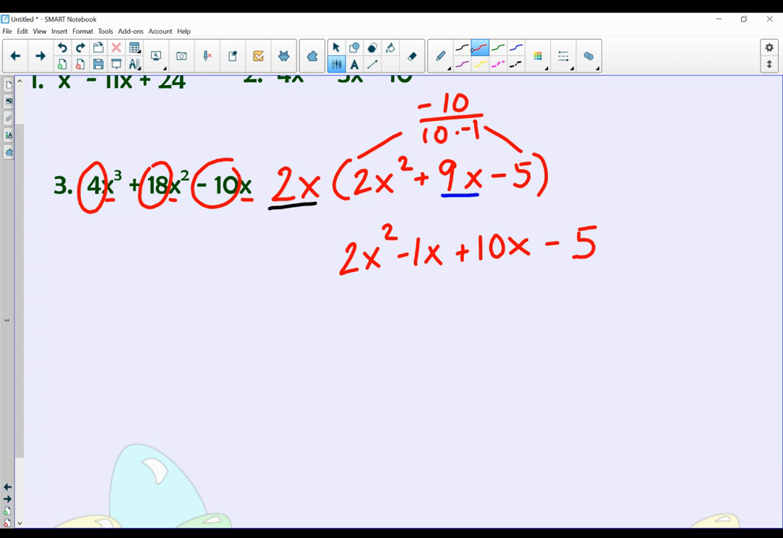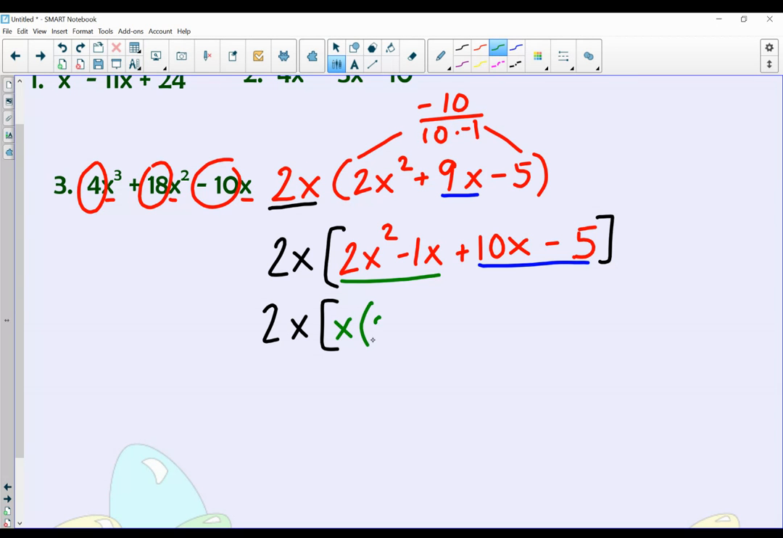Now this is when I want to actually start grouping. So I'm going to come down here, put a bracket around that, and bring down my 2x from the front. So I'm going to group these together and group these together. For the green part, I'm asking myself, what is the greatest common factor there? Well, x. I can only factor out an x. So I'm left with 2x minus 1. Okay? Same goes over here. I'm going to ask myself, what can I factor out? Well, 10x and 5 only have 5 in common. So I factor out 5, and I am again left with 2x minus 1.